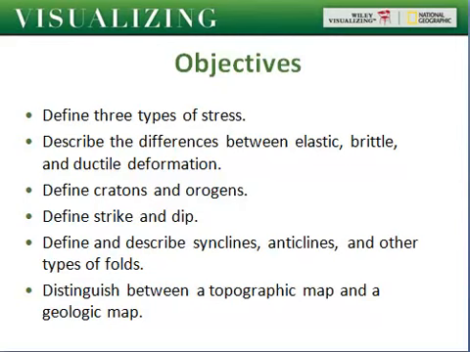We're going to define cratons and orogens. We're also going to look at the strike and dip of rock layers. We will define and describe synclines, anticlines, and other types of folds. And then we'll take a minute to look at the differences between topographic maps and geologic maps. So let's get started.